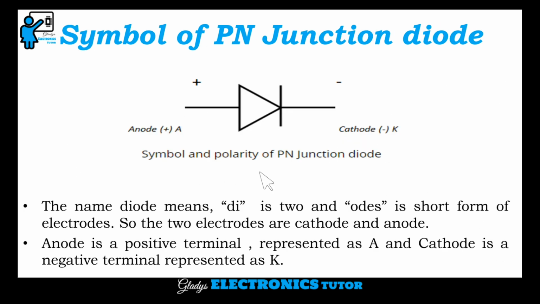This is the symbol of PN junction diode. The name diode means di is two and ode is a short form of electrodes. So the two electrodes are cathode and anode. Anode is the positive terminal represented as A and cathode is the negative terminal represented as K.